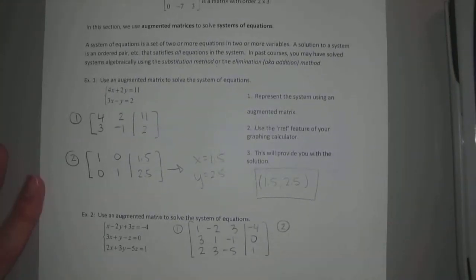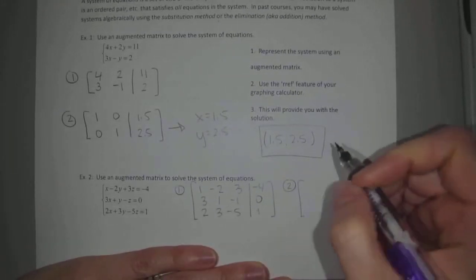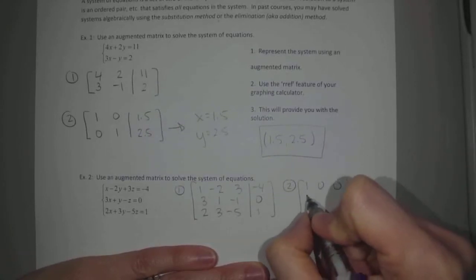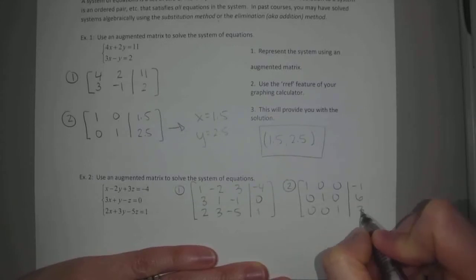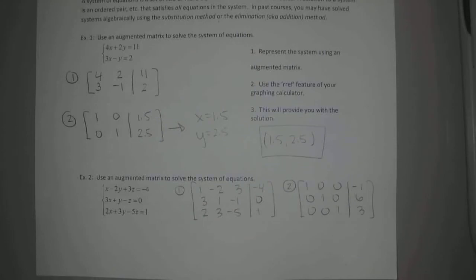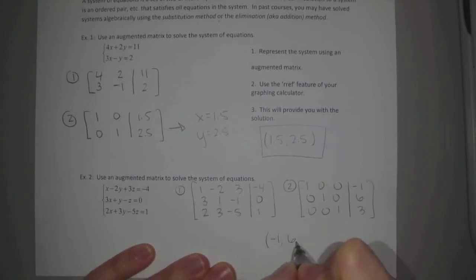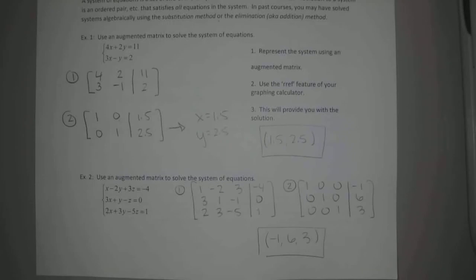Okay, so 2, I'll write this down so Gavin can get this down and he knows where everything's coming from. Our reduced row echelon form is 1, 0, 0, negative 1, 0, 1, 0, 6, 0, 0, 1, 3. So the first row solved for x, the second row solved for y, the third row solved for z. So what is our ordered triplet? Negative 1, 6, 3. Isn't that great? Pretty nice.